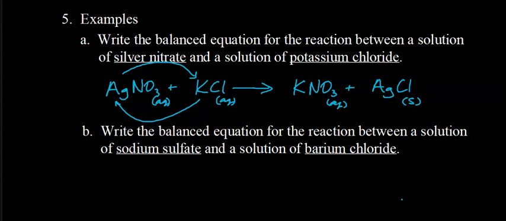So we see here that the silver chloride is insoluble in water. Most chlorides are soluble. There are a few exceptions. Silver is one of those exceptions, so it is our precipitate. Keep in mind, if you end up with everything being aqueous, that is not right. If everything is aqueous, that means no reaction occurred, and we're not going to see that in this class.